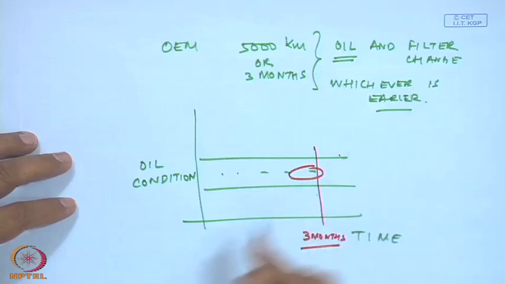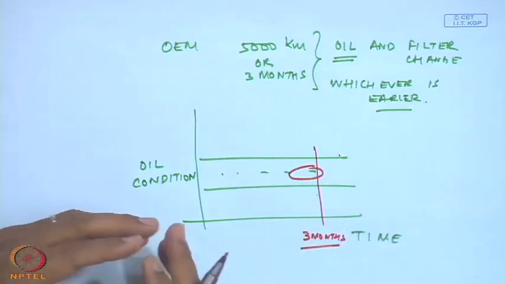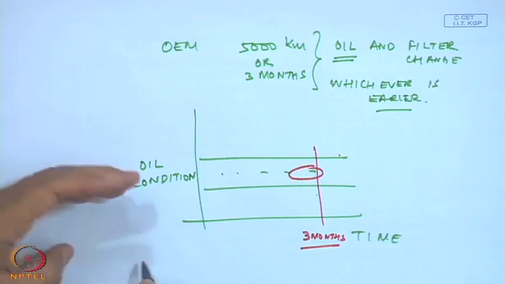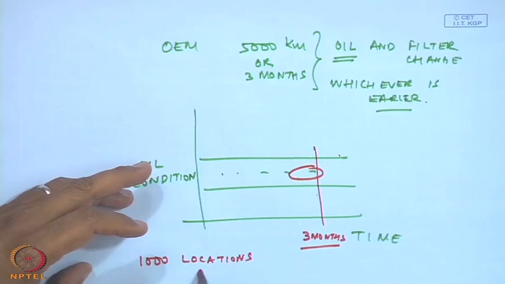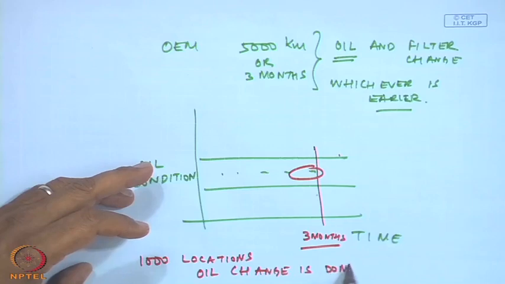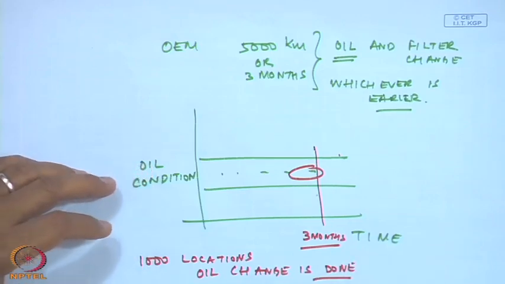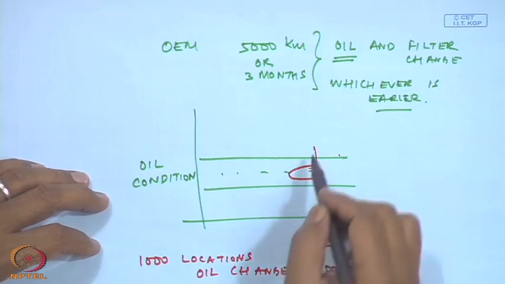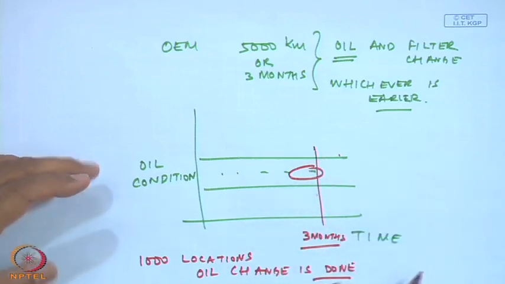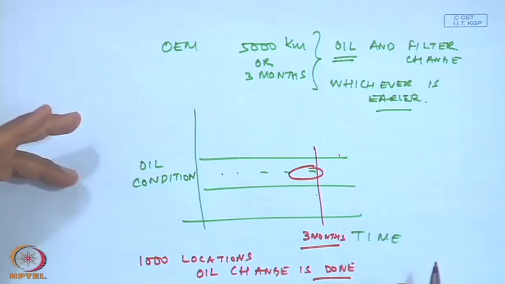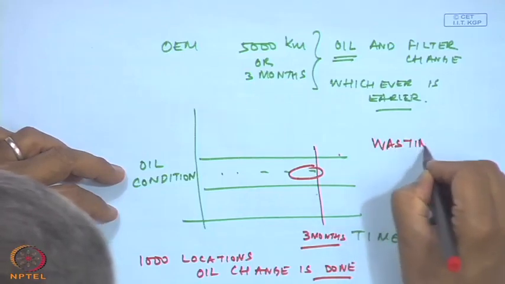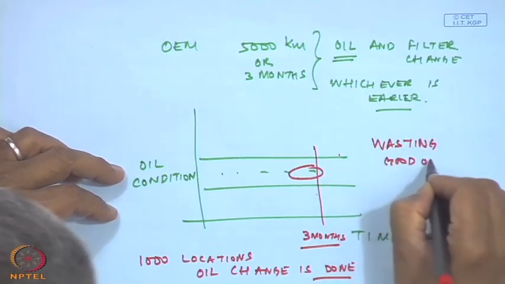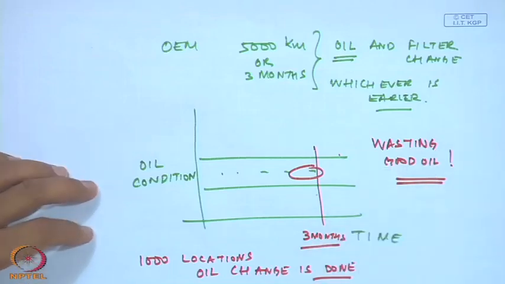changing it. Now, imagine in a plant where we have maybe thousands of such locations where oil change is done, and it so happened that the condition of the oil was within the tolerable bands, but because we are changing the oil, we are wasting good oil. So, wasting good oil is what happens if I do what is known as periodic maintenance.